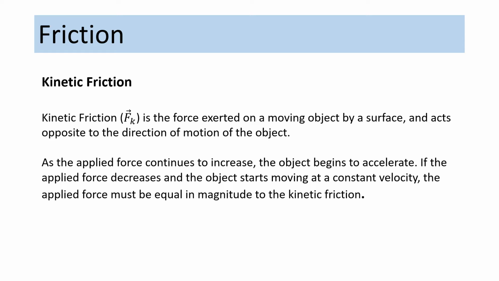Kinetic friction is the force exerted on a moving object by a surface and acts opposite to the direction of motion of the object. As the applied force continues to increase, the object begins to accelerate. If the applied force decreases and the object starts moving at a constant velocity, then the applied force must equal in magnitude the kinetic friction.